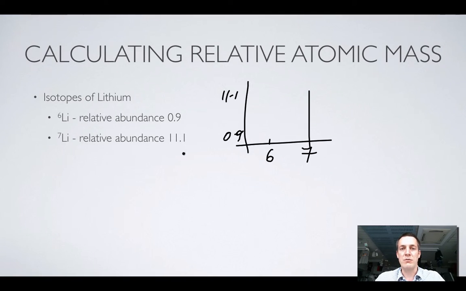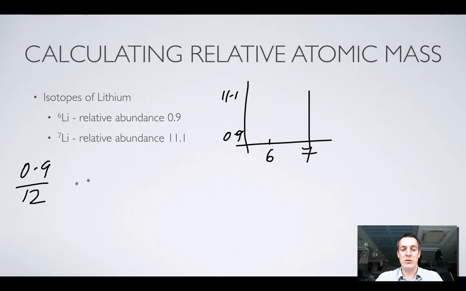Well, there's lots of different ways, well, not that many really, but we could find these numbers as a percentage. So we could say, what is 0.9 out of 12 as a percentage? Or we could just say to ourselves, well, what do these numbers add up to?